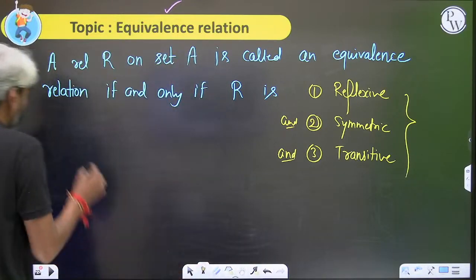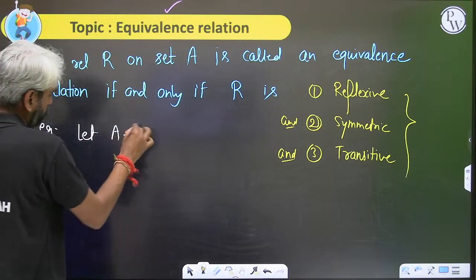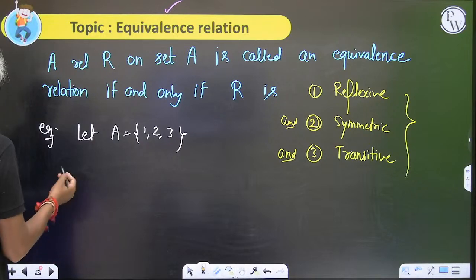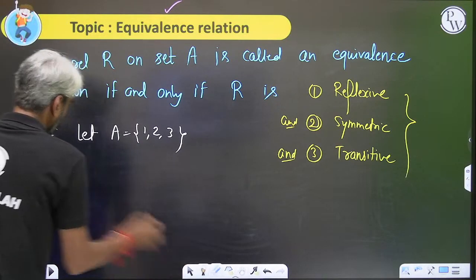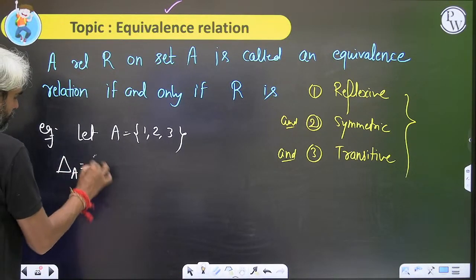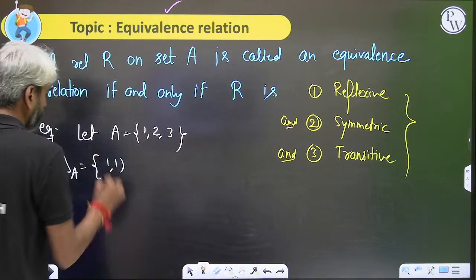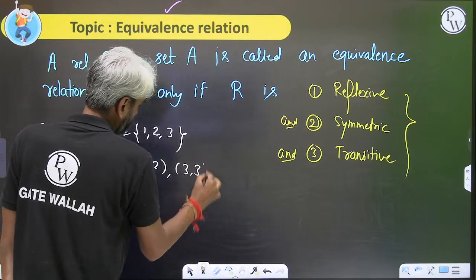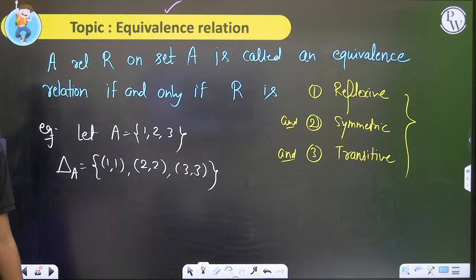So let's look at this. Let A = {1, 2, 3}. Now the very first relation R1. Let's write it as delta A. Delta A will be {(1,1), (2,2), (3,3)}. Please check whether it is reflexive or not. Yes, sir. All the diagonal ordered pairs are present, so it is reflexive.